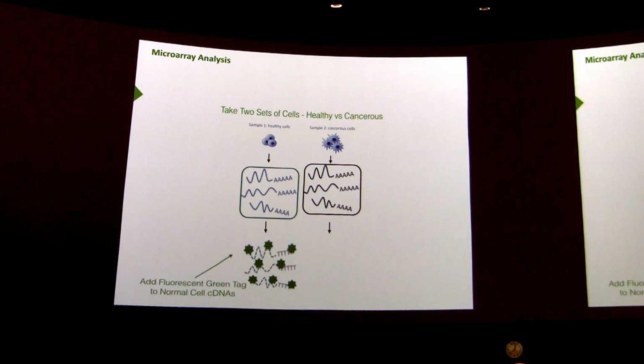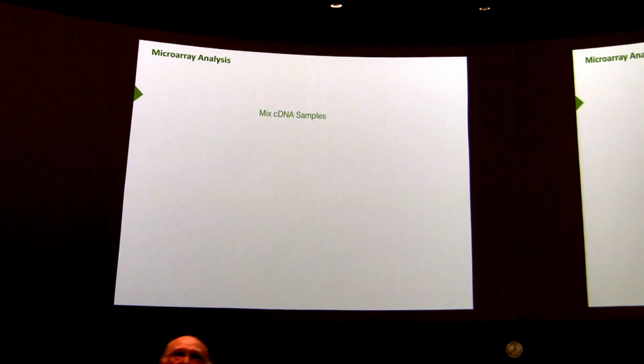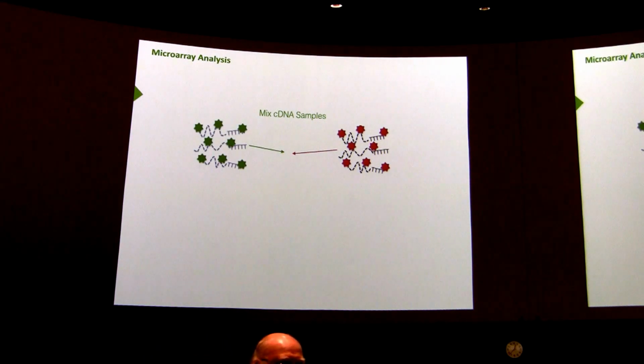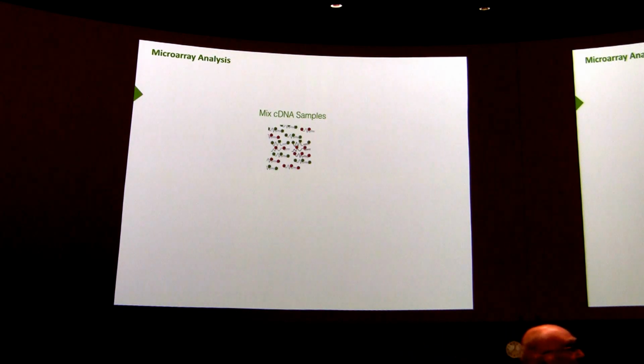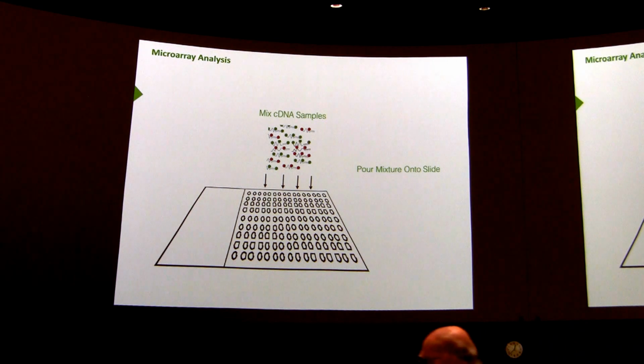Okay? And I put a tag on it. Okay? The healthy cells get green. The cancerous cells, in this case, get red. Okay? I take those and I mix them. I don't keep them separate. I mix them. And I take that mixture and I apply it to the entire grid that I had before.